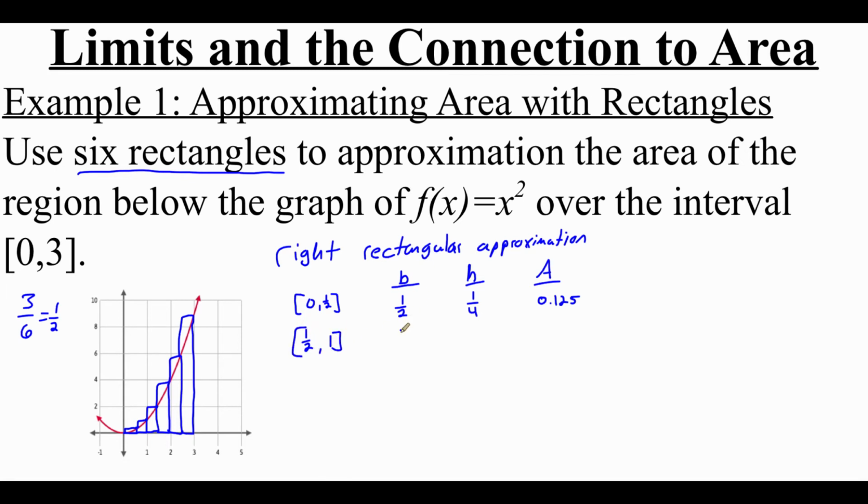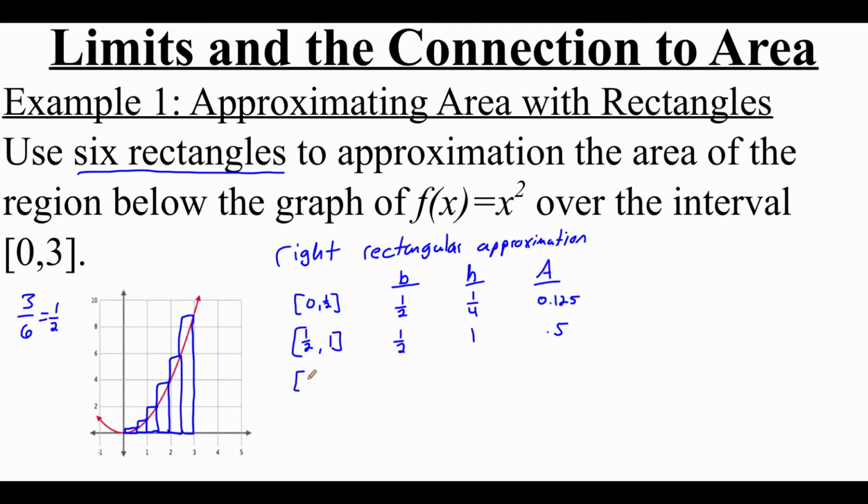Now if I look at the next rectangle, the next sub-interval, that goes from 1/2 to 1. So again, we've got a base distance of 1/2. If I look at the right endpoint on my interval to find the height of my rectangle, if I take 1 and square it, we're going to get 1. And then to find the area, we go base times height, so 1/2 times 1 gives me 0.5 for the area of that second rectangle. And I'm going to continue this.